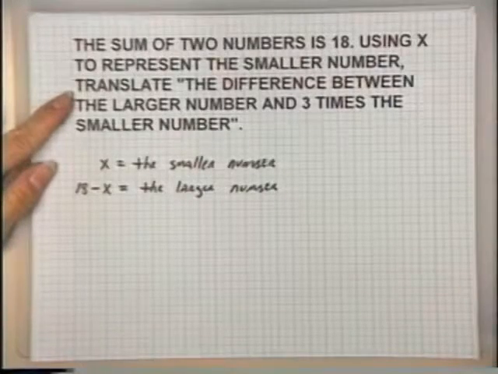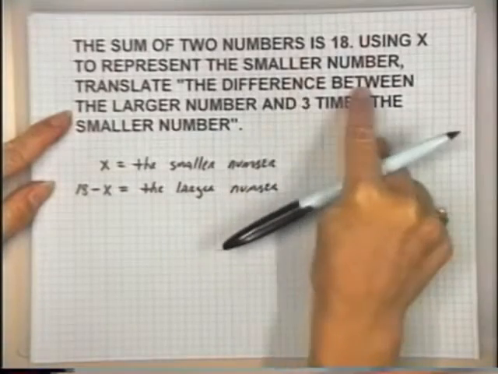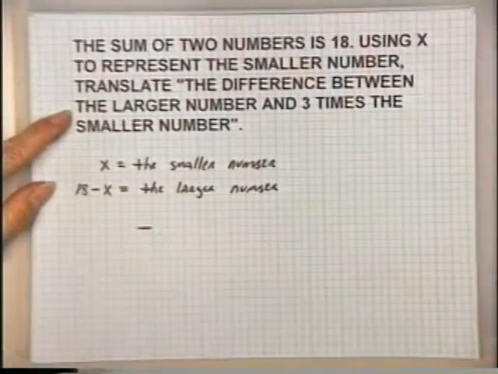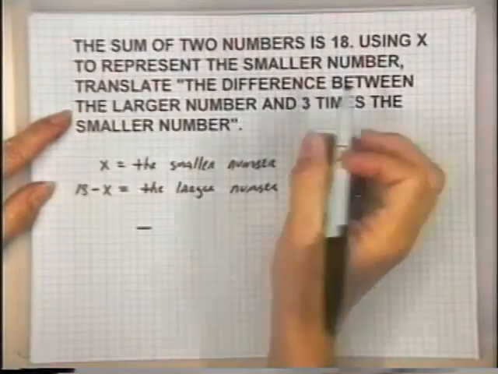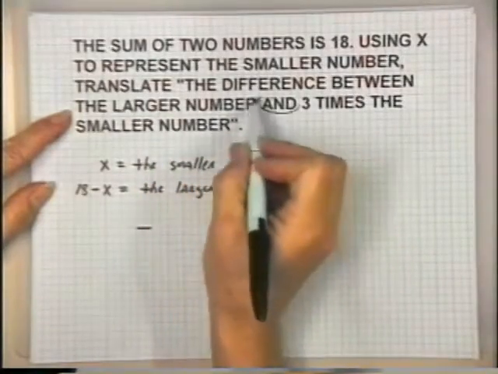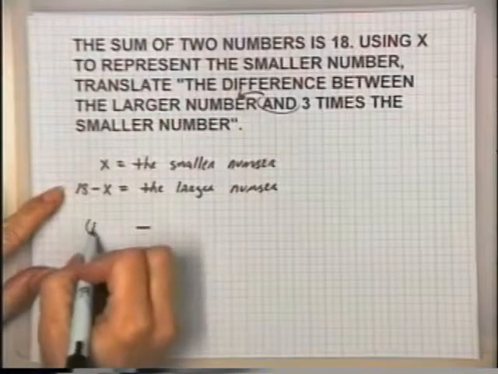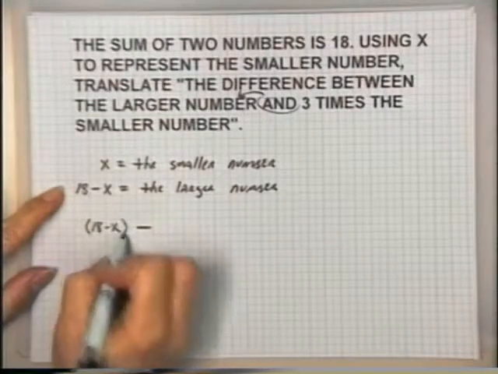Now let's go to our phrase that we want to translate. The difference between means that we are subtracting. Let's put down a subtract sign down here. What are we subtracting? The larger number and. So we want the larger number as the first one. This is 18 minus x here then for the larger number.